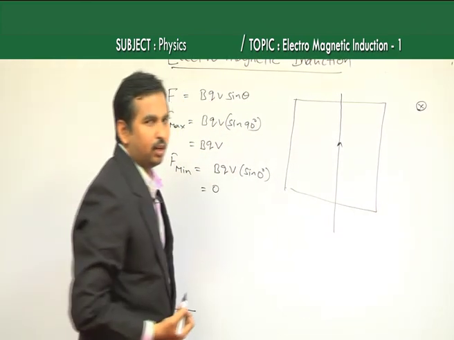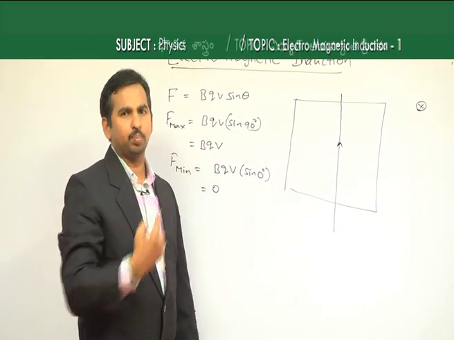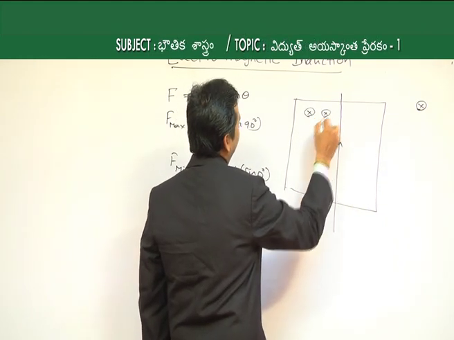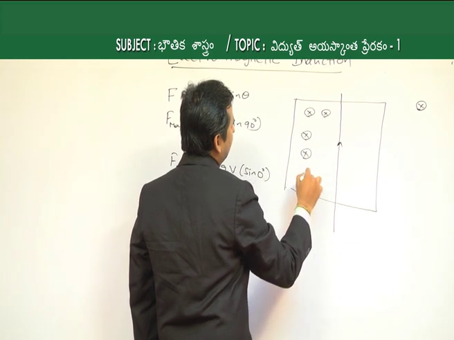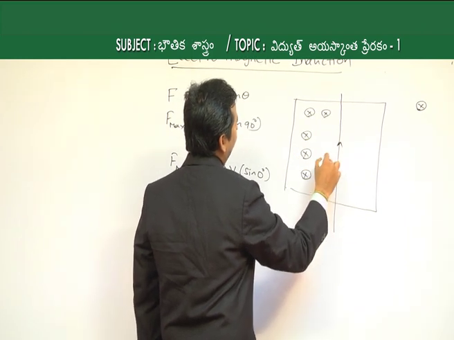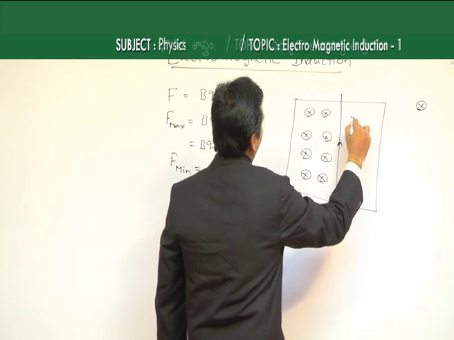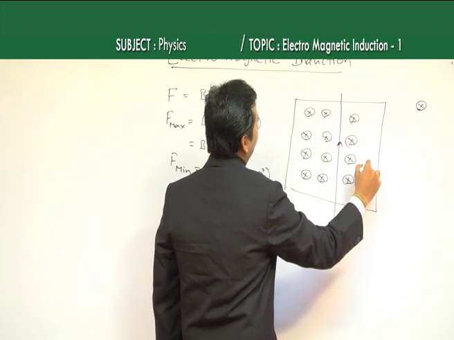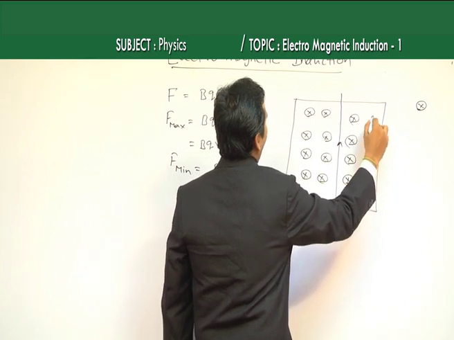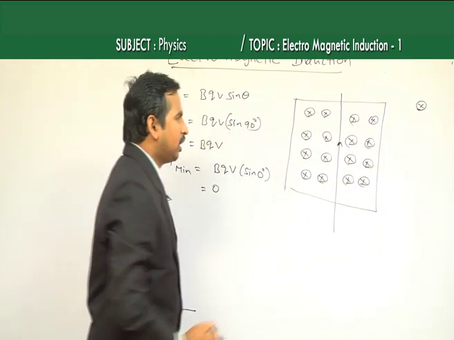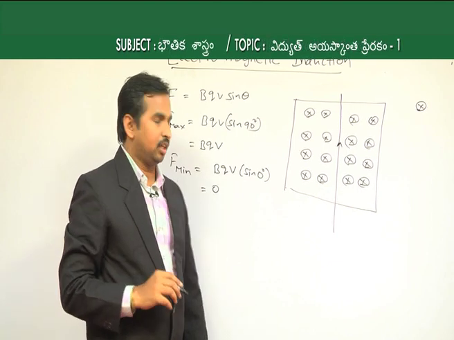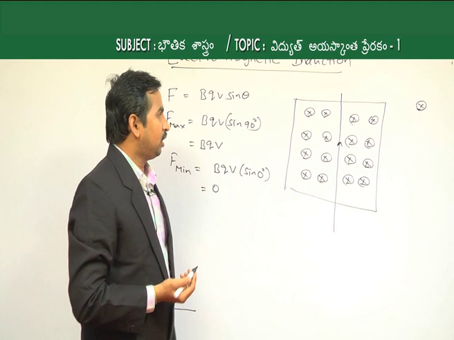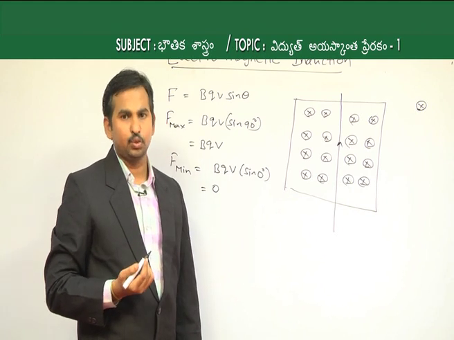Into the plane, actually, we represent with a cross. Whenever we take the magnetic field into the plane, we represent it with a cross mark like this. Now we are taking a current carrying wire which is perpendicular to the magnetic field. Instead of taking that Q here, we have the current present.